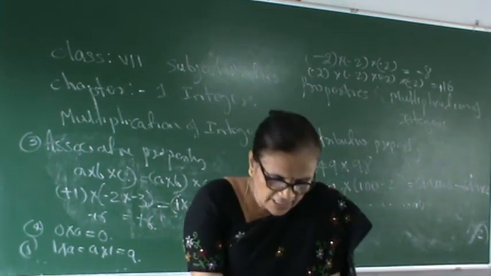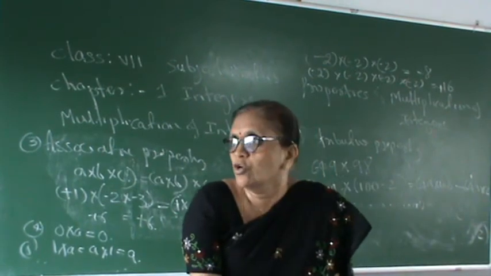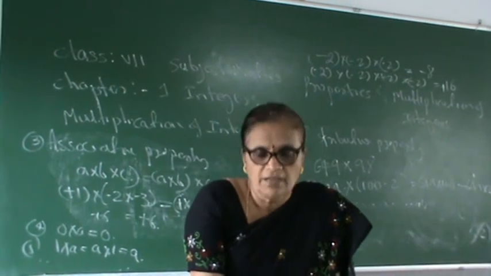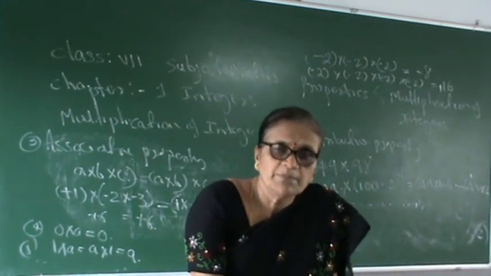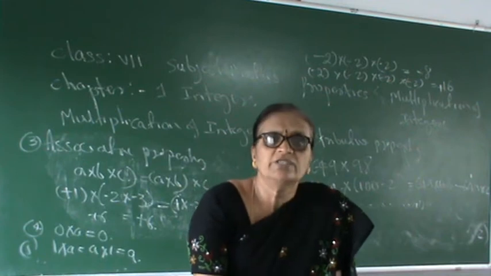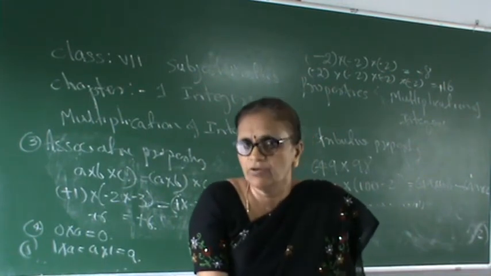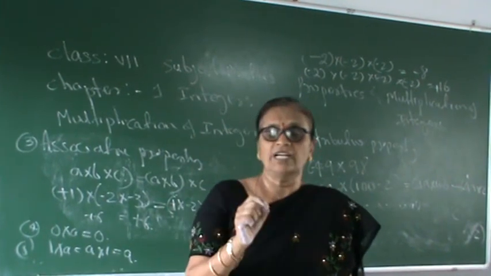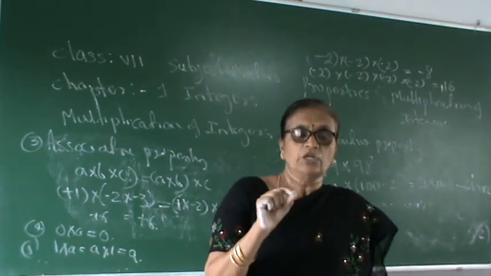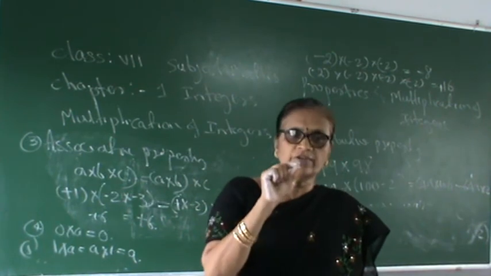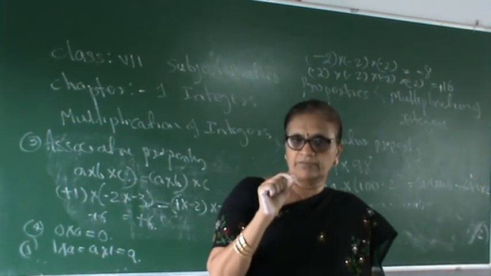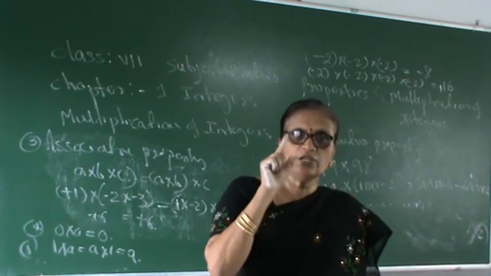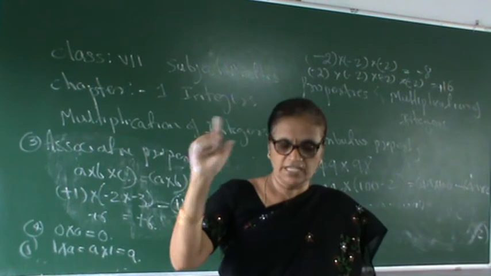Exercise 1.3. First one, find the following products. Very simple numbers. First multiply the numbers, then multiply the sign. First one, 3 into minus 1. 3 into 1 is 3 only. If a number has no sign, it is understood to be plus. Usually in the textbook we do not mention the plus sign, but you write the plus sign. Plus 3 into minus 1 is minus, so minus 3 is the answer.